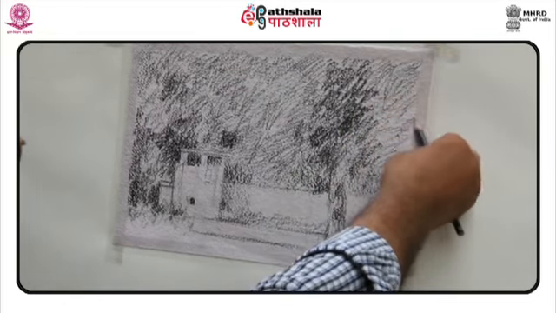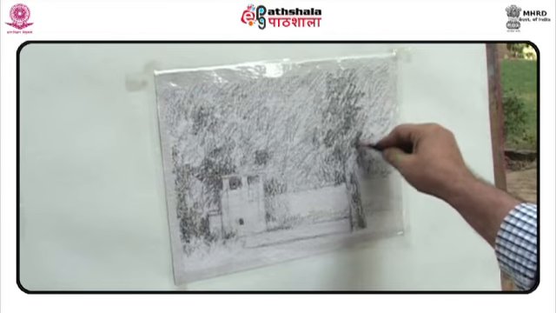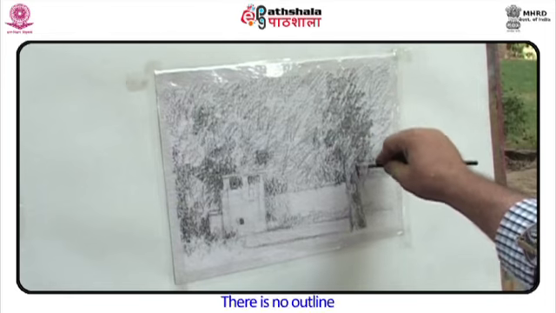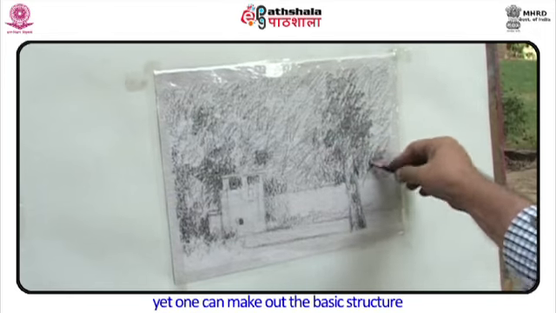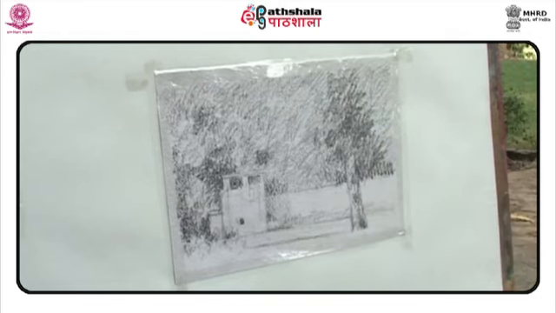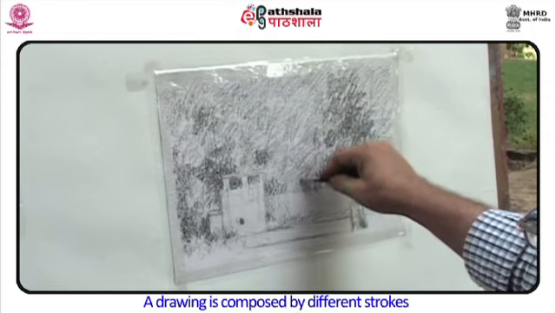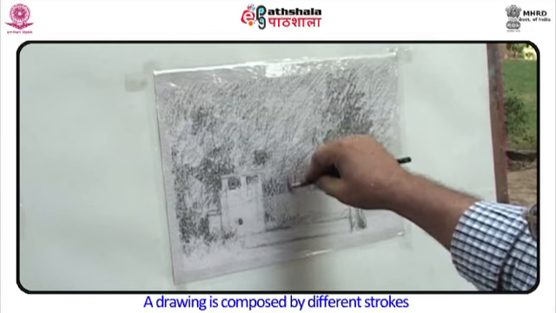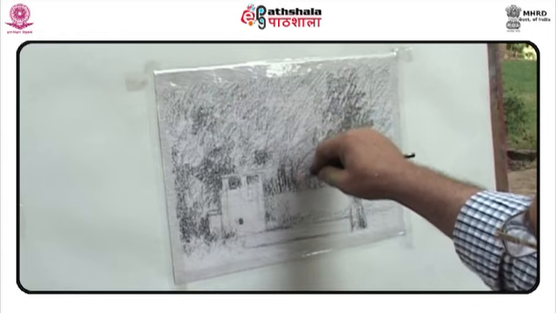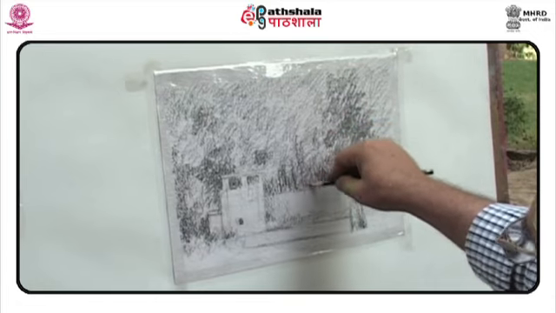One can see beauty in abstraction. There is no outline, yet one can make out the basic structure. A drawing is composed by different strokes, hard, soft, dark and light. It is easier to turn the grey portion to dark one with little hard strokes.